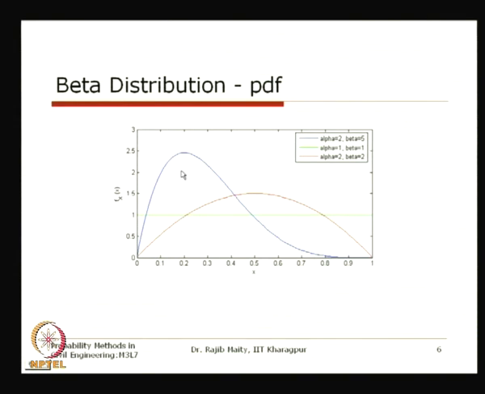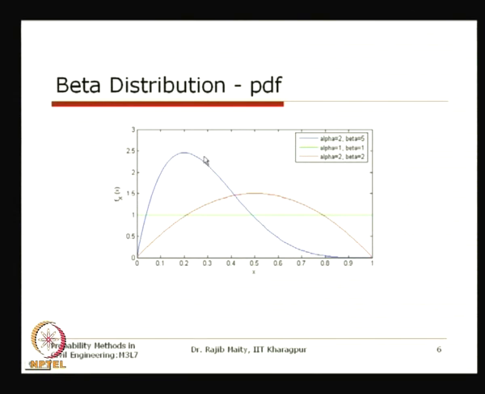So, here you can see we have plotted three different PDFs, that is, probability density functions of the beta distribution. We are just varying its parameters. Now, if you first see this blue line, the first thing that you see is its support: x starts from 0 and goes up to 1.